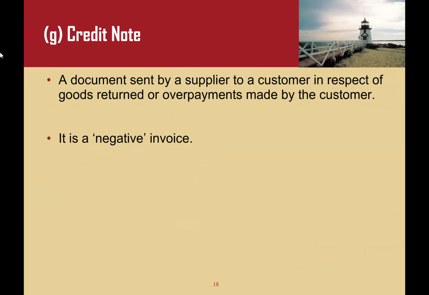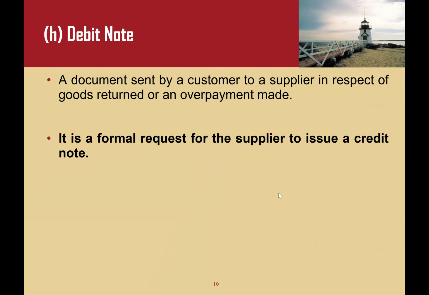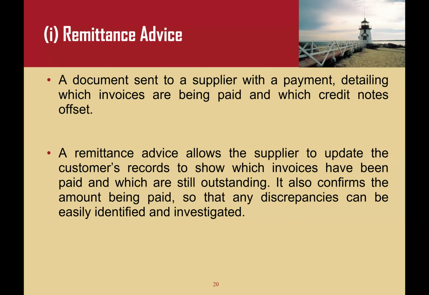Then the credit note will also be sent to the supplier if the goods were maybe faulty, they were damaged, they were excess, not the right specifications. So you have to send your customer a credit note, which is a negative invoice, reducing on the amount that the customer will be able to pay. Then we have the debit note, which is a formal request for the credit note.